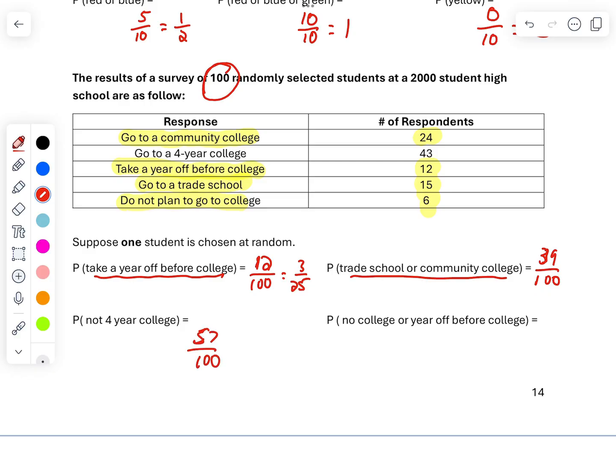And lastly, the probability of no college or a year off before college. So no college or a year off. So it looks like there's 18 people for that out of 100. And that would reduce to 9/50. So that's how we do probability from a table like that.